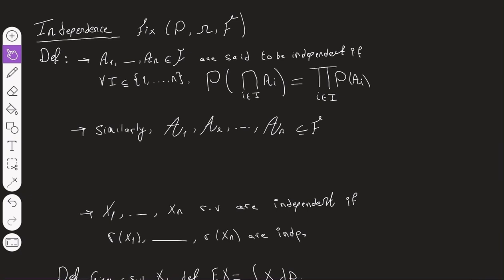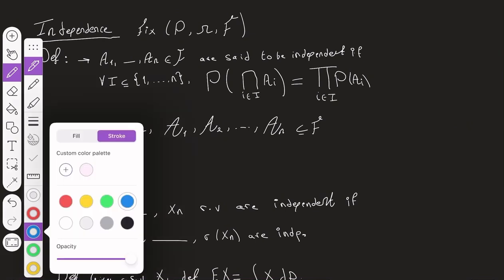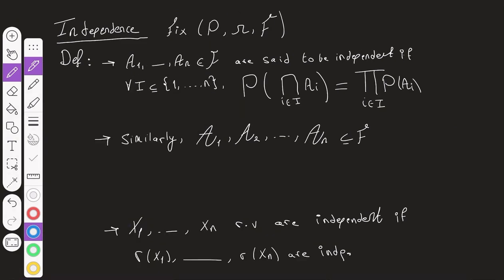You might have seen this notion on an undergraduate level, but my purpose here is to give the proper definition, the generalized definition of independence, of sets or of sigma algebras and of random variables. So let me start by saying let us fix a probability space (Omega, F, P). F is the sigma algebra, and P is just the probability measure on this space.